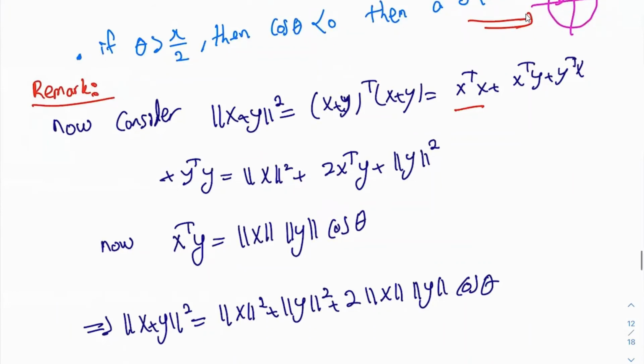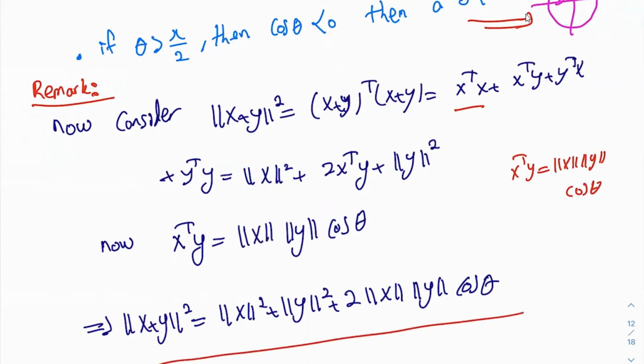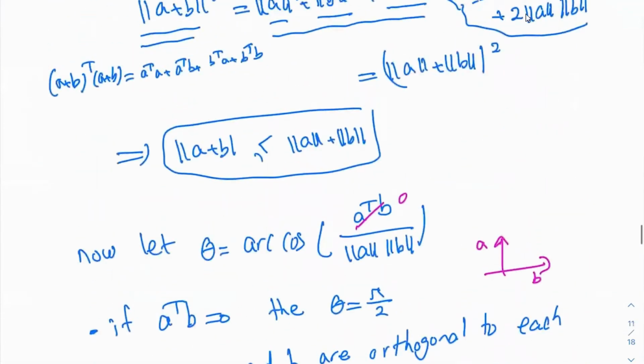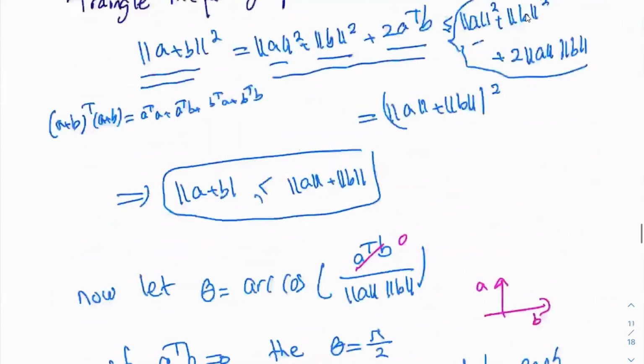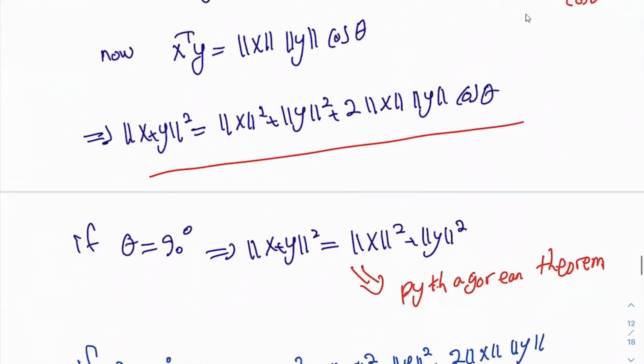Now this x transpose y, you can write it based on the angle, right? Because we know what x transpose y is. In general it becomes the product of the norms times cosine of theta. So that's what I've done. It's worth noting that this equation perhaps can be equation 14.